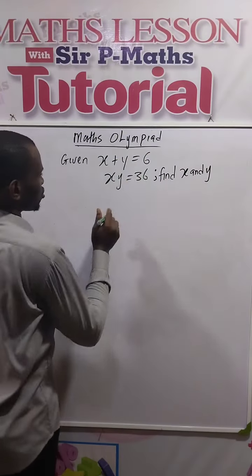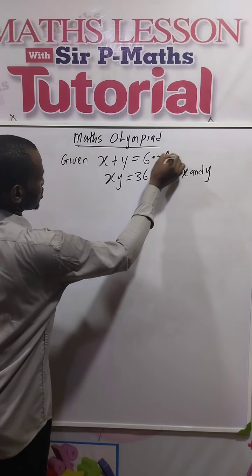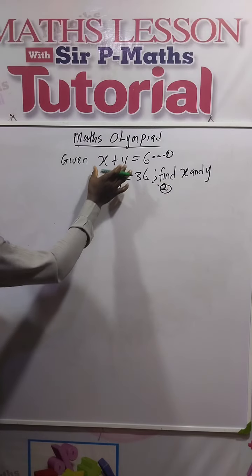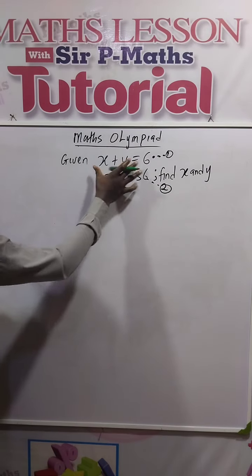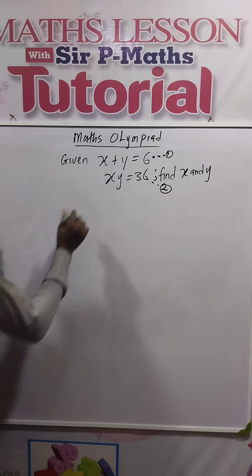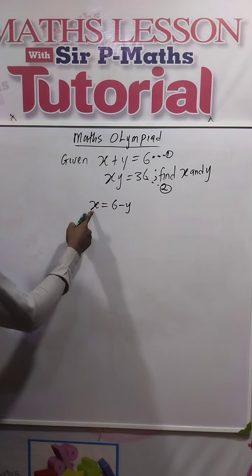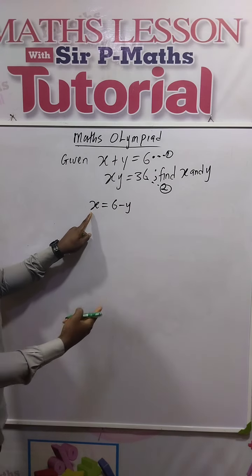I'll start with equation 1. Let's call this equation 1 and this equation 2. Make y or x the subject of the formula in equation 1. That becomes x equals 6 minus y. So I've made x the subject.